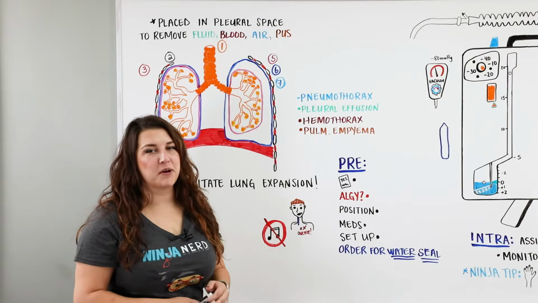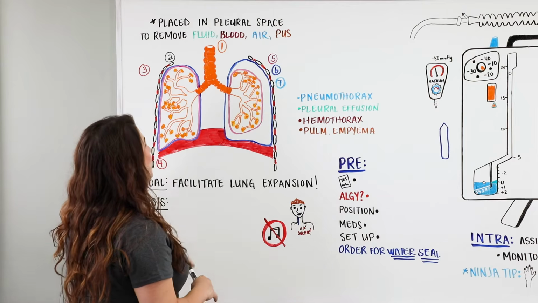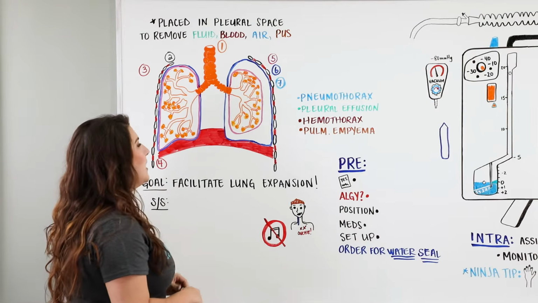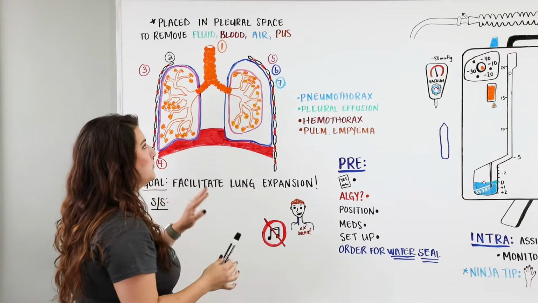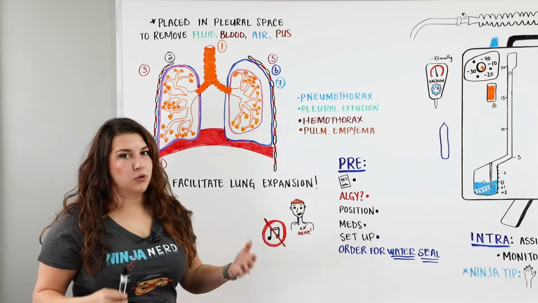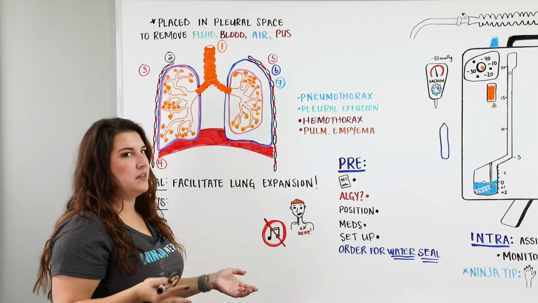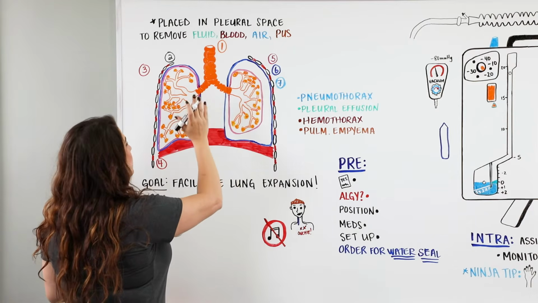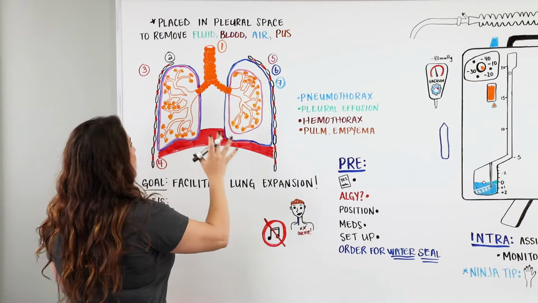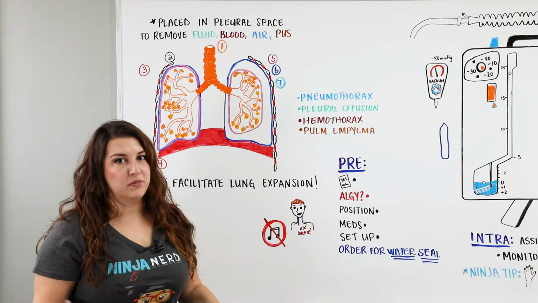First, Ninja Nerds, let's talk about where the chest tube goes. We're going to place the chest tube in the pleural space, and the goal of it is to remove fluid, blood, air, and pus within the pleural space cavity. You're probably thinking, what the heck's the pleural space, or I forget what that is. So we're going to go through this diagram real quick, identify some key anatomy pieces that we need to know in order to understand what's going on with the chest tube.